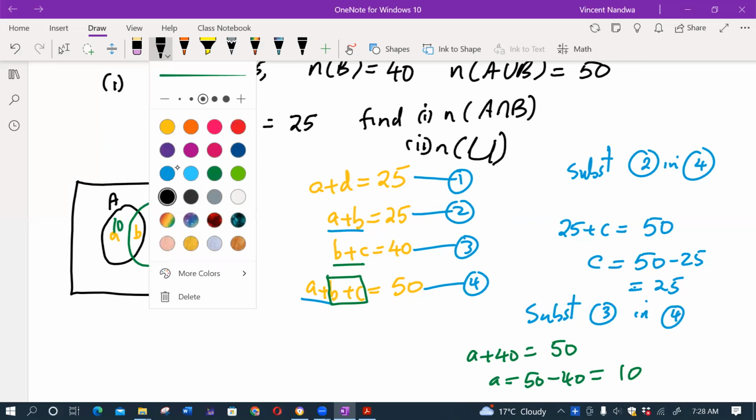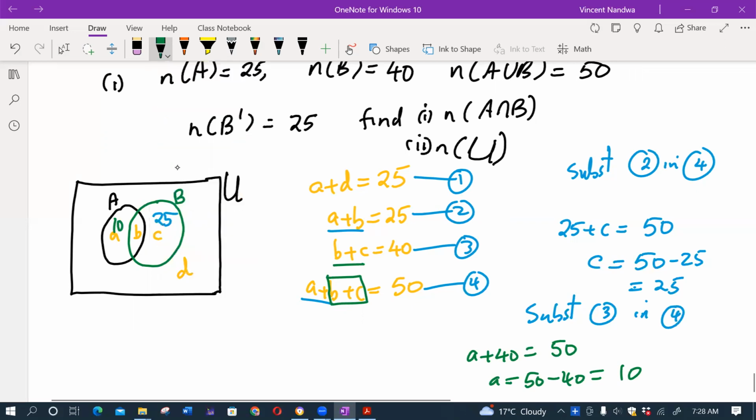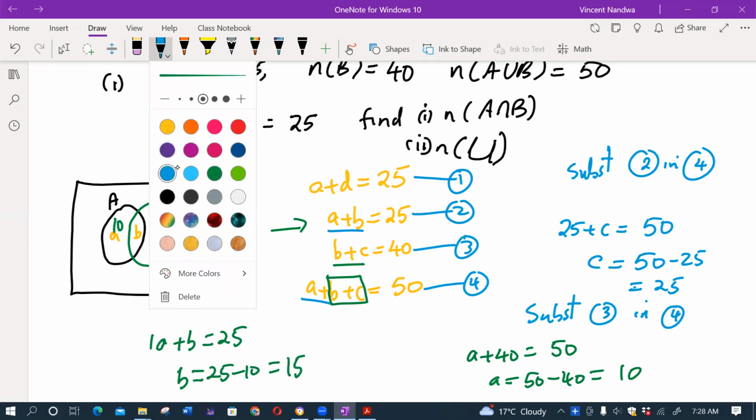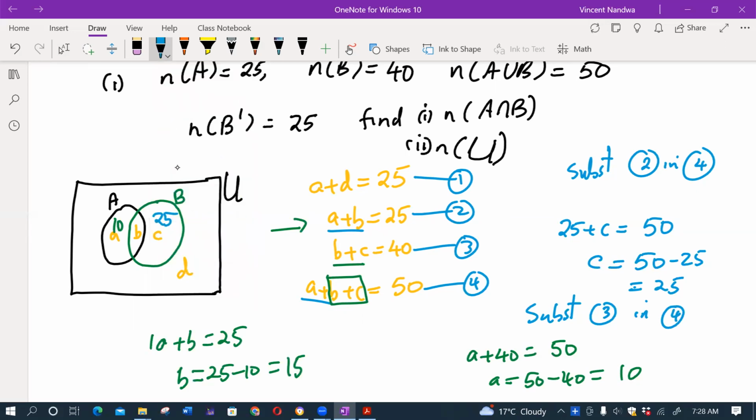If I have A as 10, then I can get B from equation 2. So A, which is 10, plus B equals 25. So B will be 25 minus 10, which will be 15. So where there's B, I get 15. And then the remaining value is D. We know that A plus D is 25. So A is 10, I add D, I get 25. So D will be 15. So this is 15.